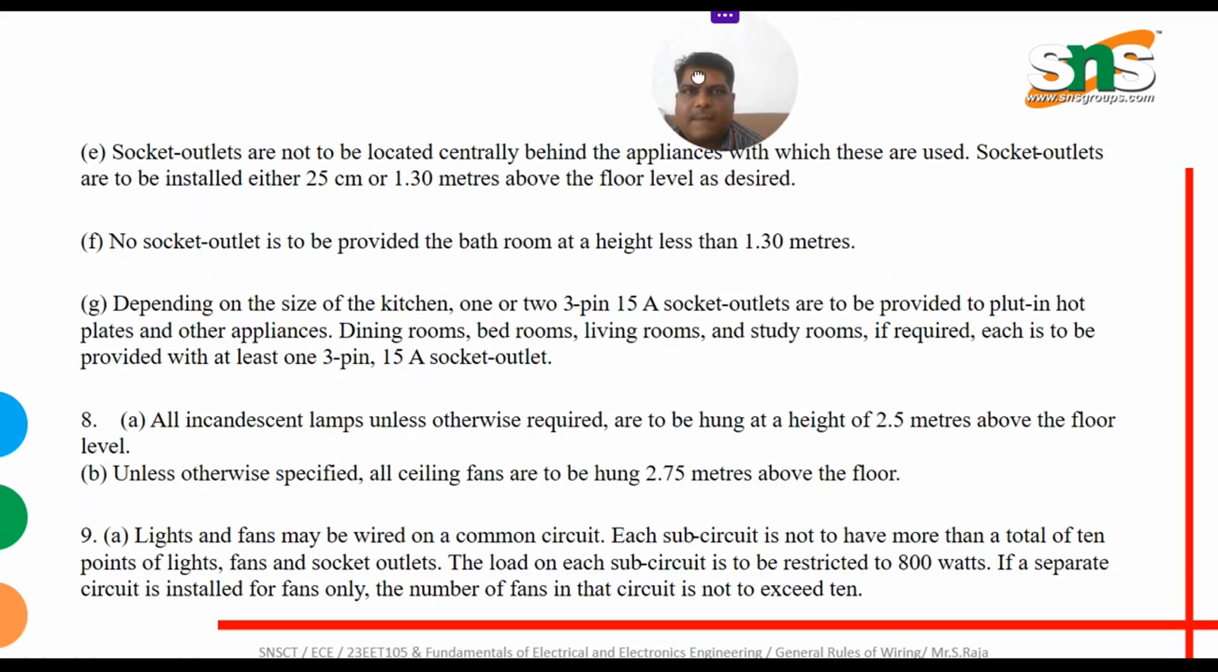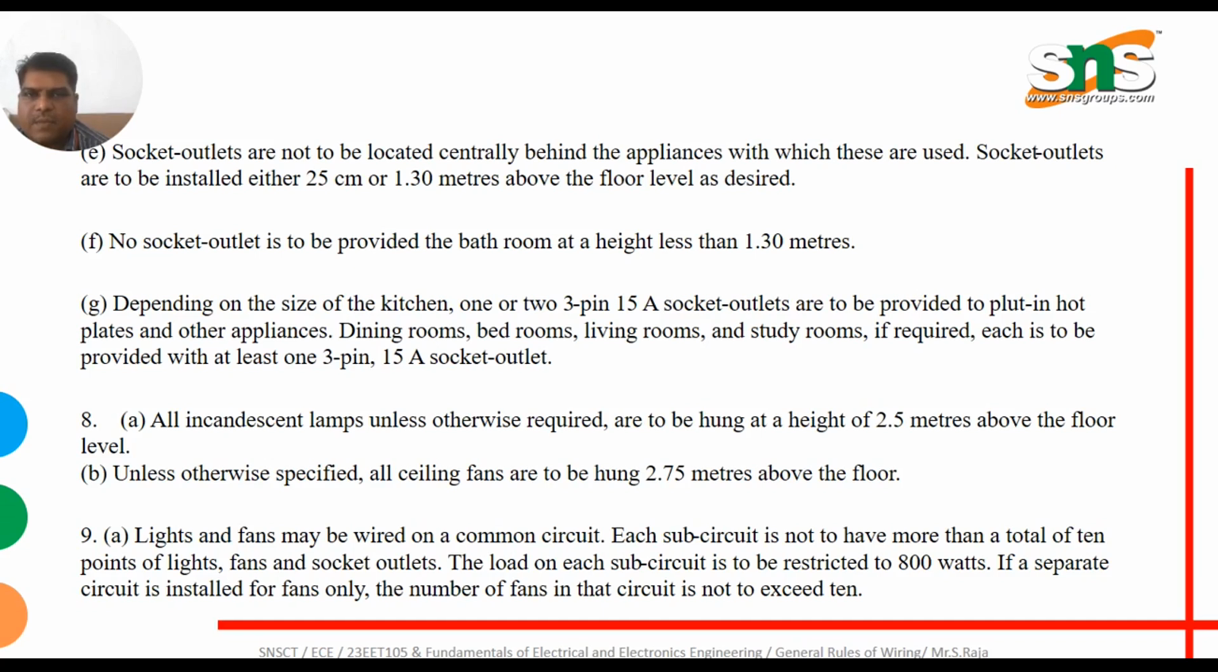Socket outlets are to be located centrally, near the appliances with which these are used. Socket outlets are to be installed either 25 cm or 1.30 meters above the floor level as desired. No socket outlet is to be provided in the bathroom at a height less than 1.30 meters. Depending on the size of the kitchen, one or two 3-pin 15 ampere socket outlets are to be provided to plug in hot plates and other appliances.